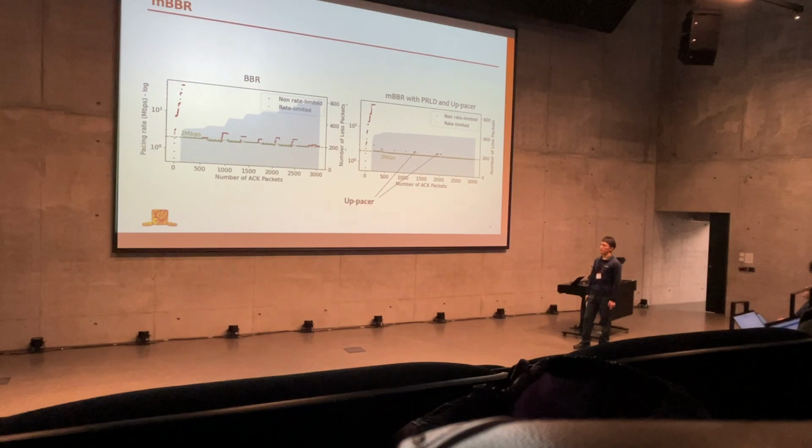And these two figures compare the evolution of BBR and mBBR's PRD and up pacer. We can find that with PRD and up pacer, mBBR does not have the periodical bounce problem. And if there's no packet loss, our up pacer can kick in to creep up the pacing rate.